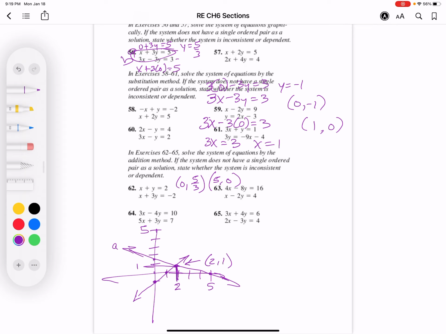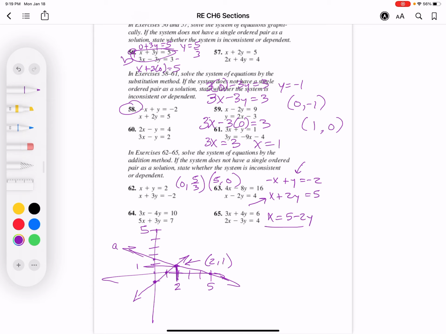And now let's do 58. This one is asking us to solve by substitution. So we can take negative x plus y equals negative 2, and x plus 2y equals 5. This one to me looks like it's the easiest to isolate a certain variable. It doesn't really matter which one you pick, but I'm going to go ahead and pick this one. So I've got x equals 5 minus 2y.